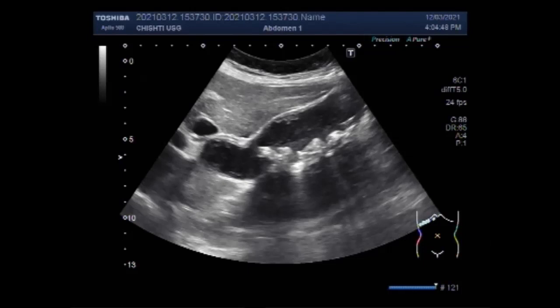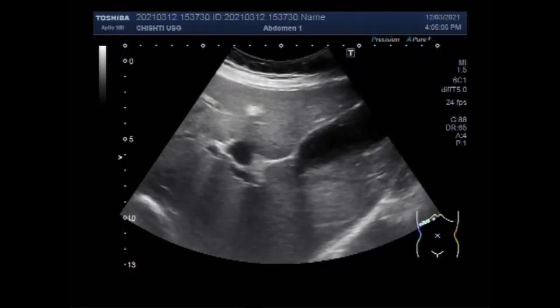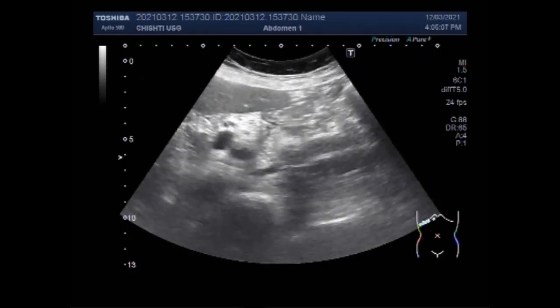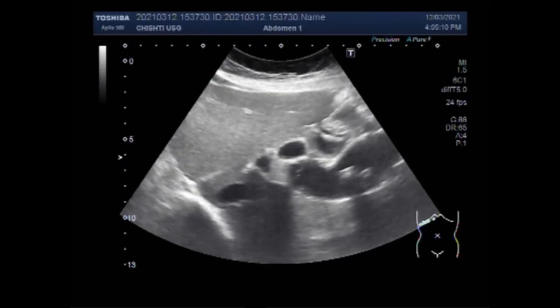You can see the multiple stones seen in the whole length of the body of the gallbladder, and later in this video you will see a large stone impacted. You can see a stone impacted in the neck of the gallbladder, quite a large stone.